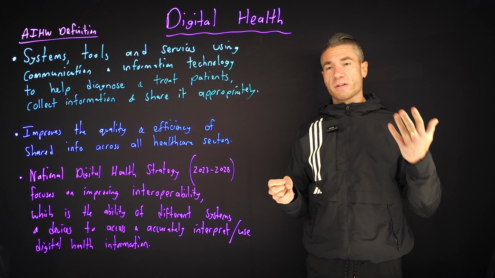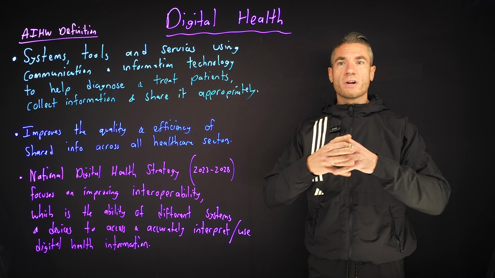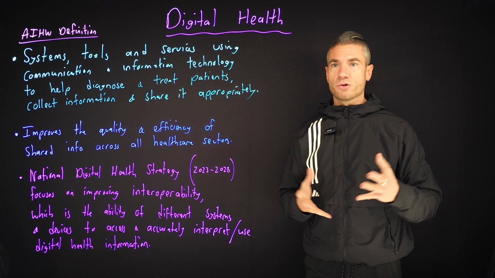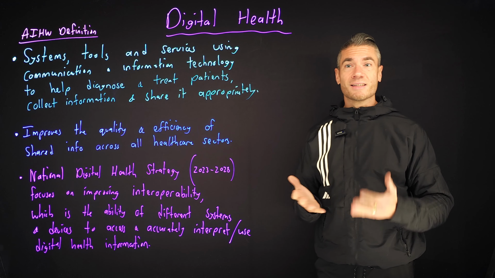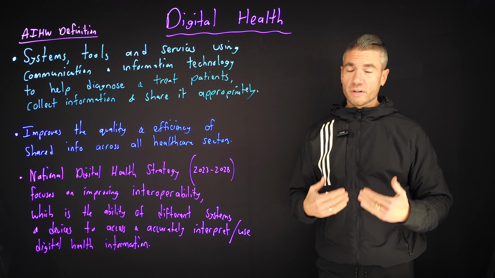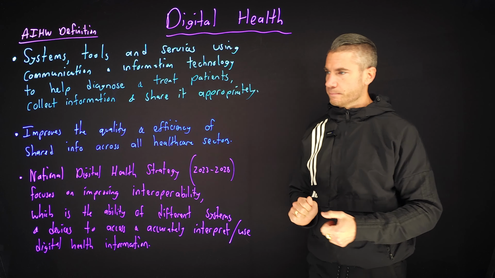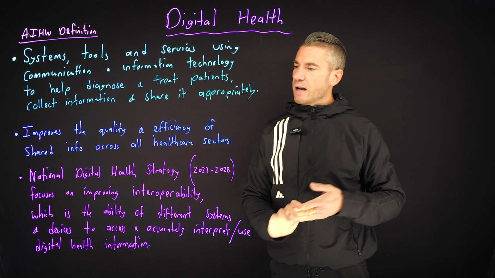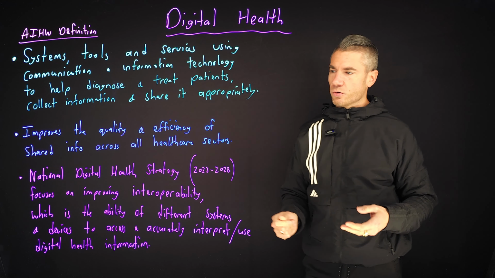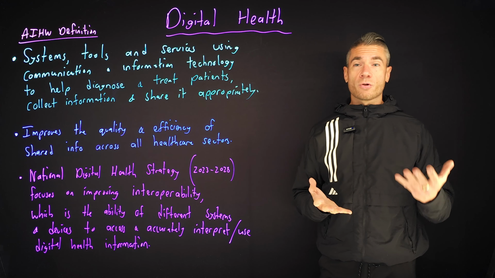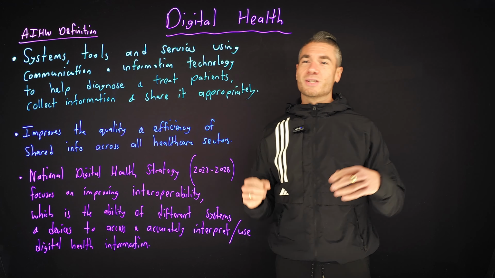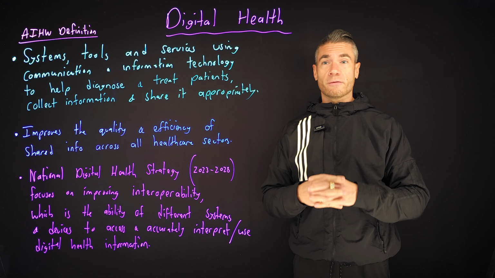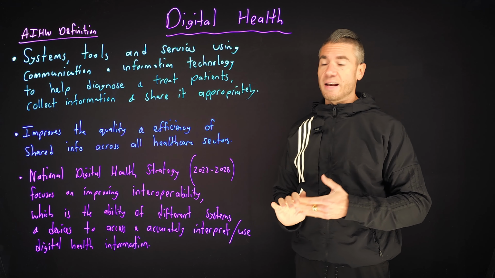So looking at, remember, Estonia's e-health record, that's what we're trying to get to: one central database where we have all this information and then we can distribute it to any healthcare provider in Australia that needs that information to more efficiently diagnose and treat patients. So the current National Digital Health Strategy, current till 2028, focuses on improving this concept called interoperability. Interoperability is the ability of different systems and devices to access that shared health record information and then use it appropriately and accurately, all right?